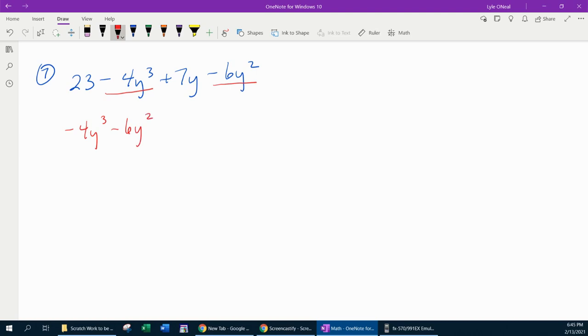So if you notice, the exponents are stepping down. 3, 2. Next would be 1. So plus 7y, because he's got an understood 1 for a power. And lastly, the constant, which is +23. Notice he doesn't have a sign out front, so he's understood positive, and so I do have to write that plus sign. And that is the polynomial in descending order.